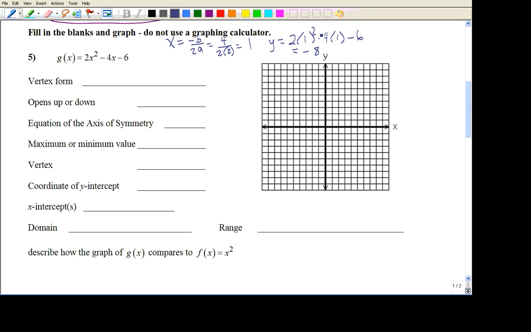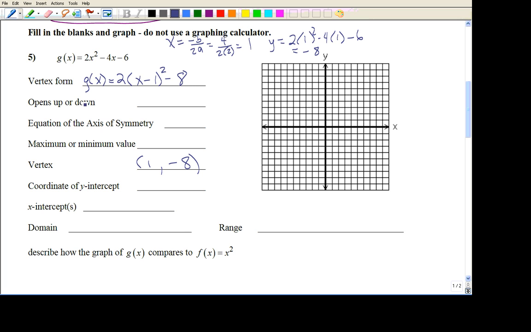So we could just fill in the vertex right now. We know that it's 1, negative 8. But for this equation, g of x, if we want to write it in vertex form, you bring down the a like it was before, so 2, open parentheses, x minus our x value of the vertex, so x minus 1 squared, and then plus the y value, so it's negative 8. So there's the vertex form of the equation.